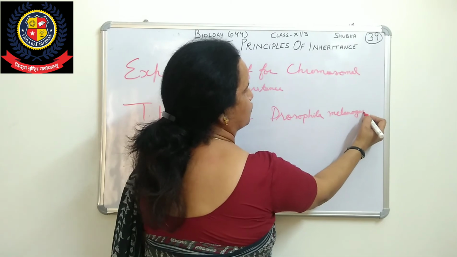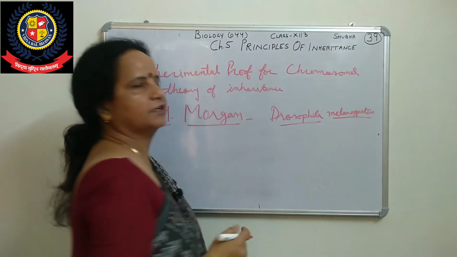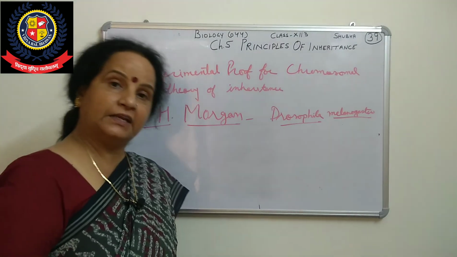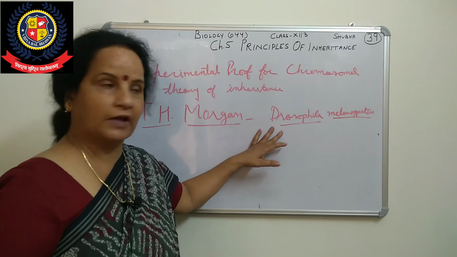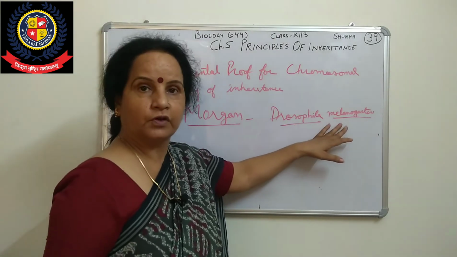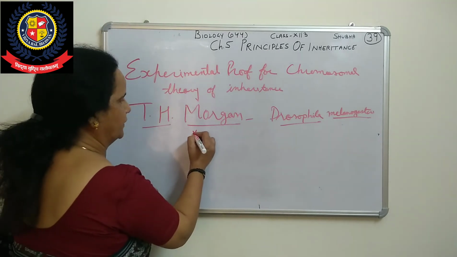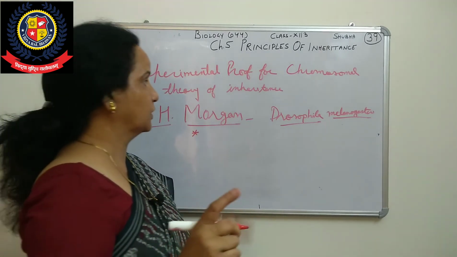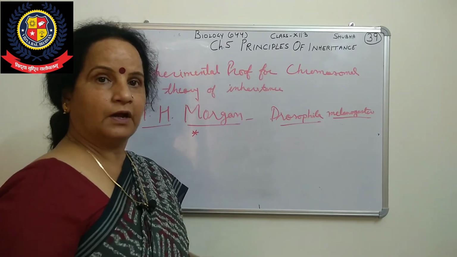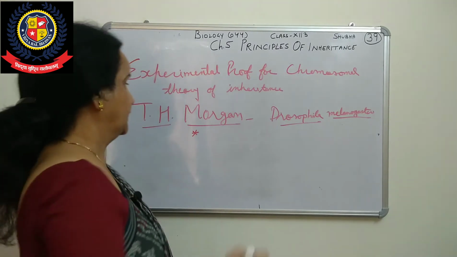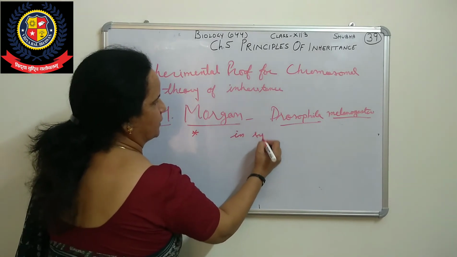Again, a 2-mark question will be there: why did he choose this fly? Why did T.H. Morgan choose Drosophila melanogaster? Again, there are reasons. First reason: it can be grown or developed in culture or synthetic medium.